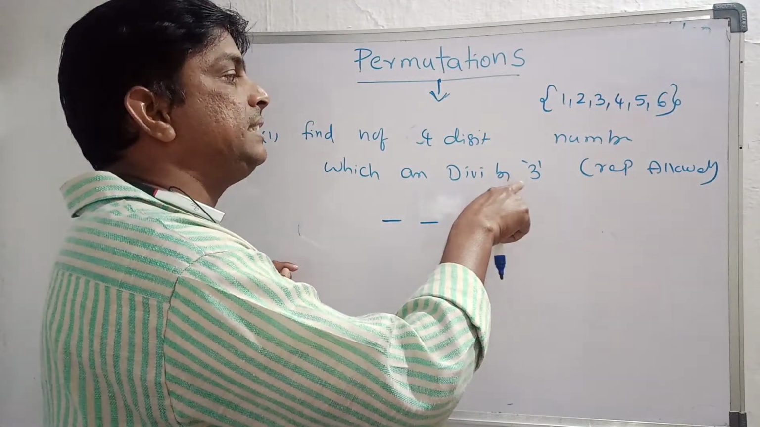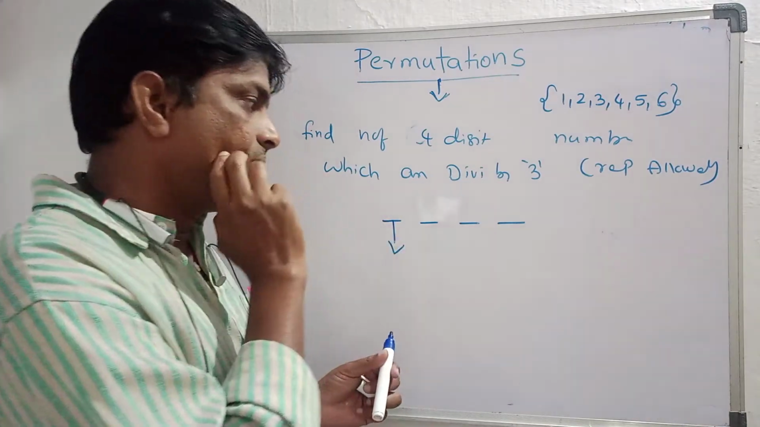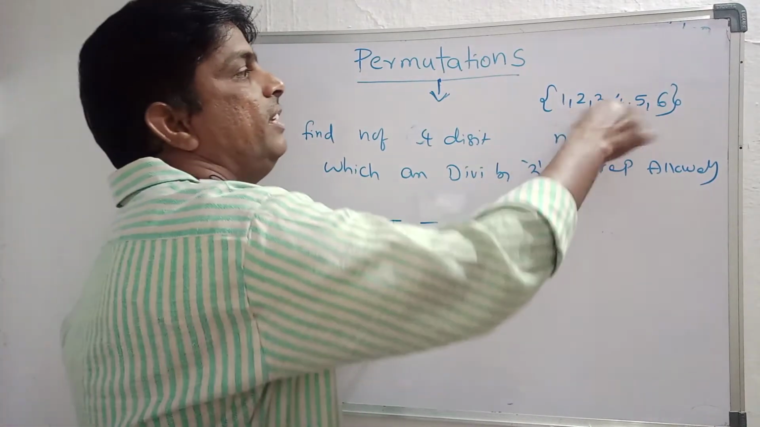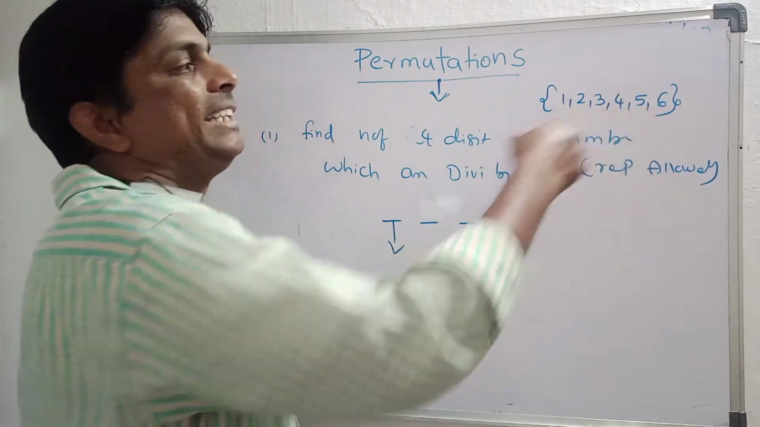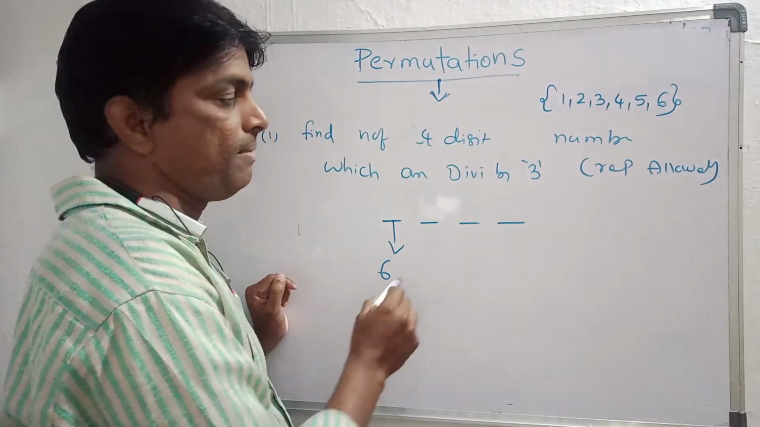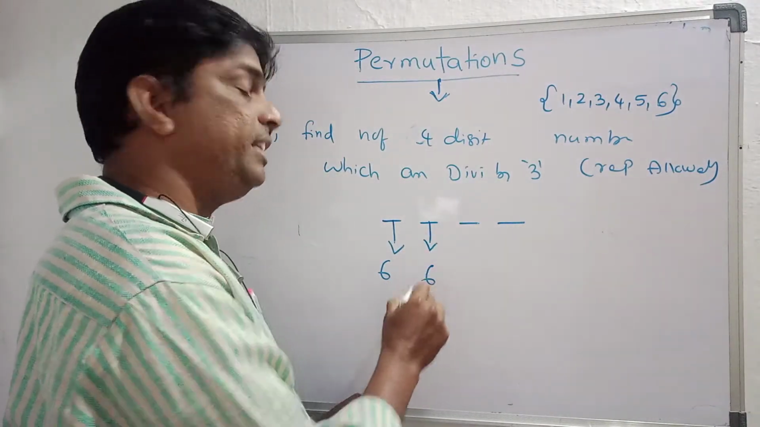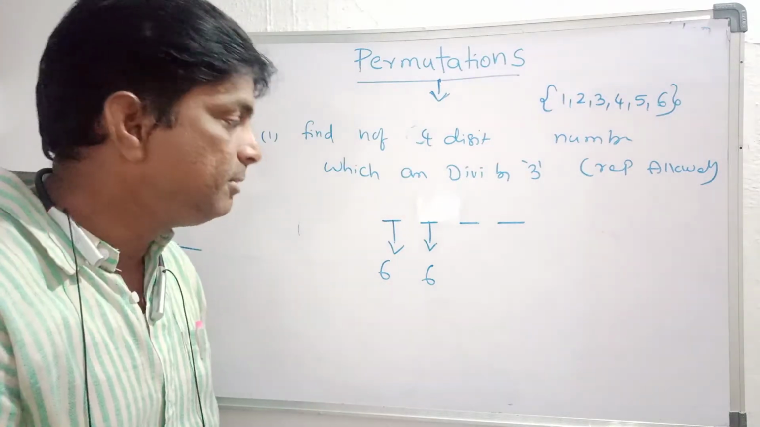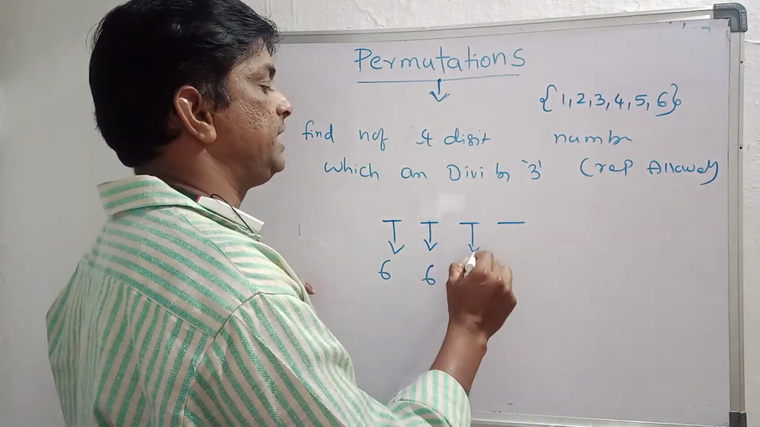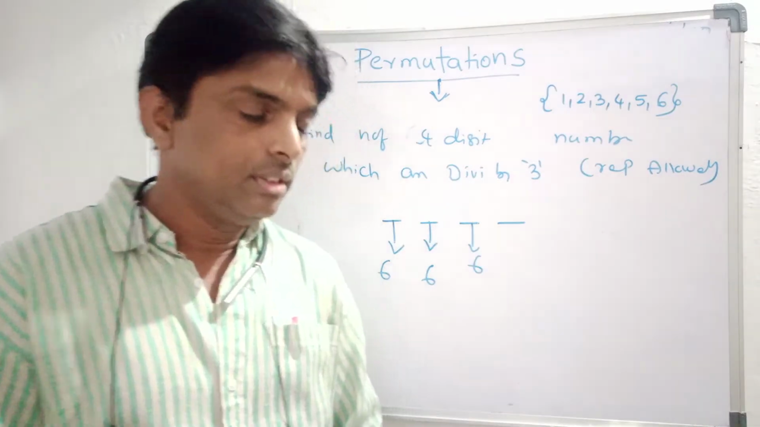Since each digit can occur any number of times, the first place I can fill with any one of the 6 numbers. So the filling of the first place can be done in 6 ways. Now the second digit, 6 ways. The reason is, each digit can occur any number of times. Now the third, in 6 ways. Now the issue will come: how do you fill the last place?